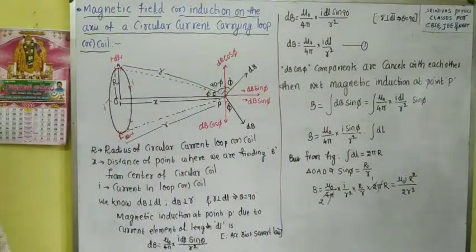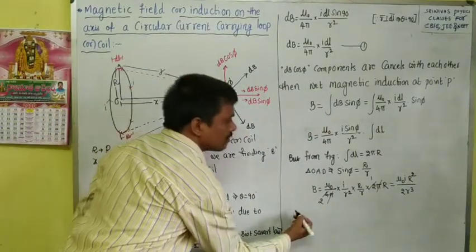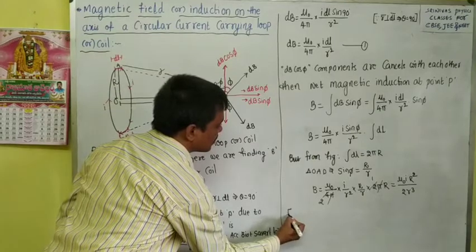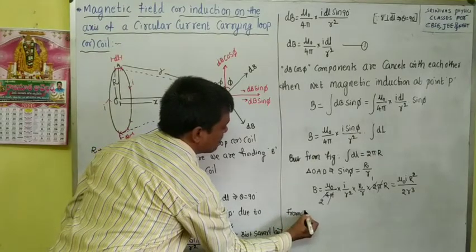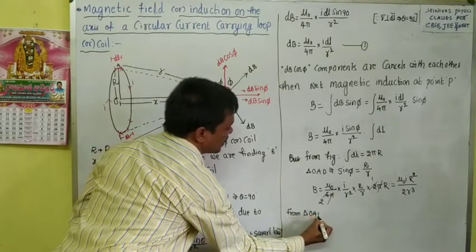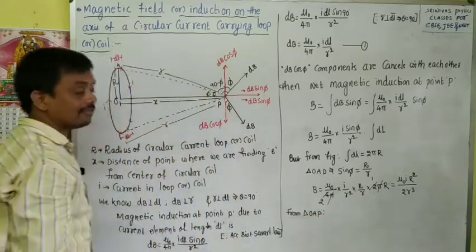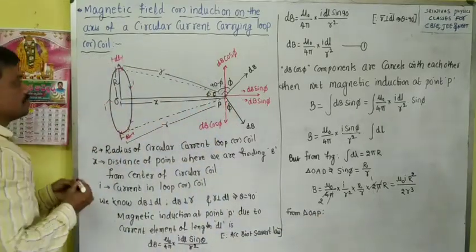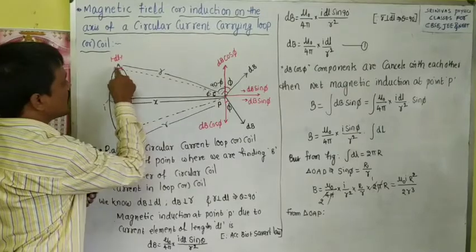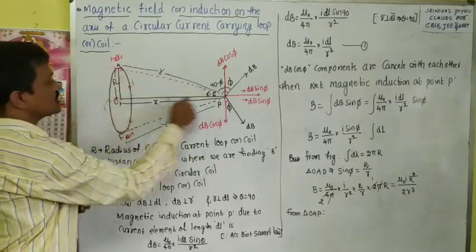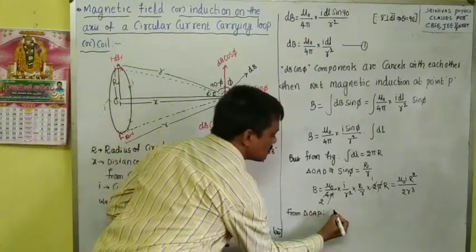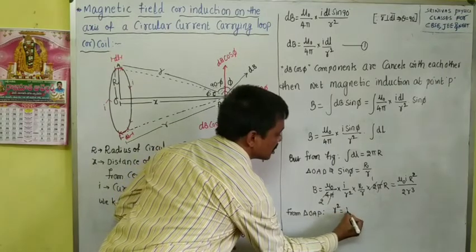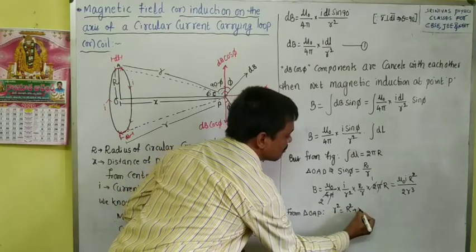Okay, right. Next we have to simplify from the figure. From the same triangle we will take OAP. It's a right-angled triangle. We have to use the Pythagoras principle here. What is the Pythagoras principle? Hypotenuse square equals this square plus this square. That means we write small r square is equal to capital R square plus x square.